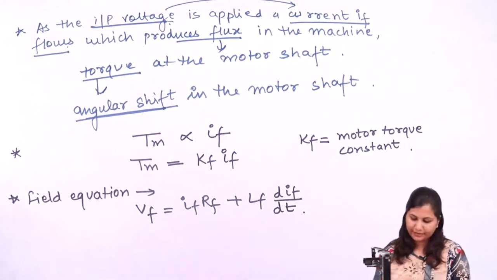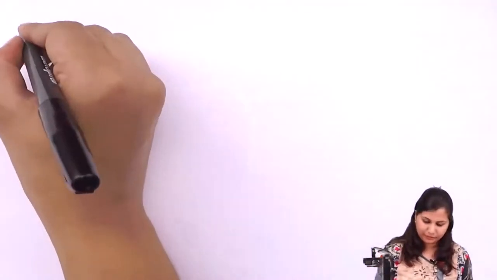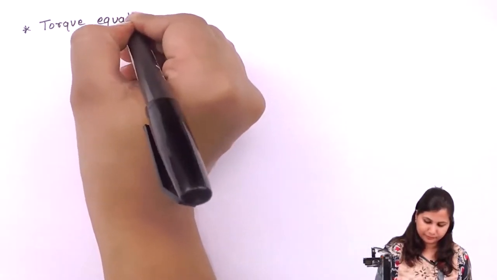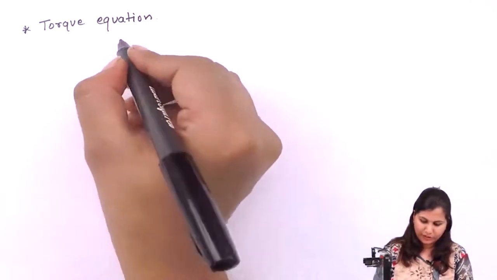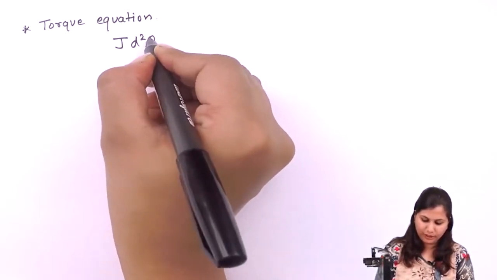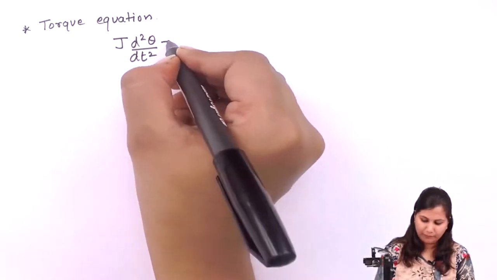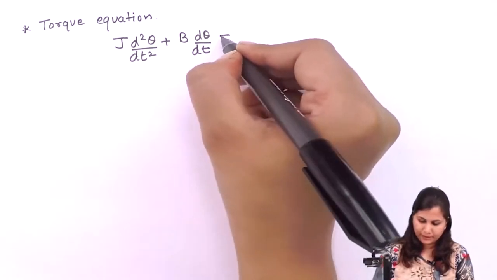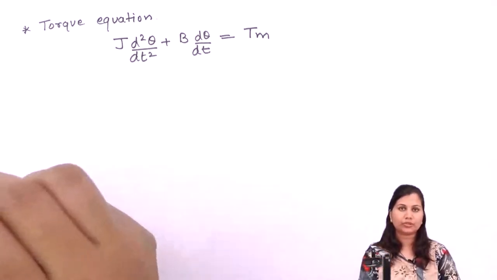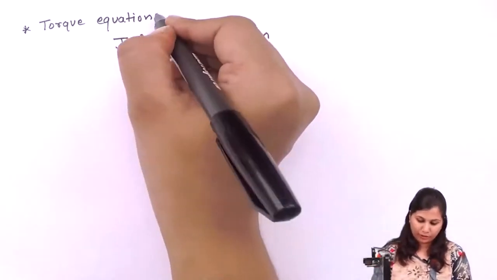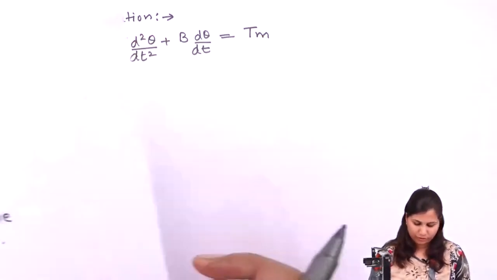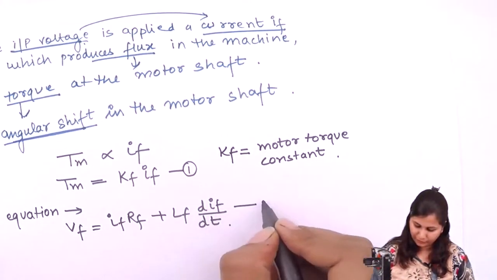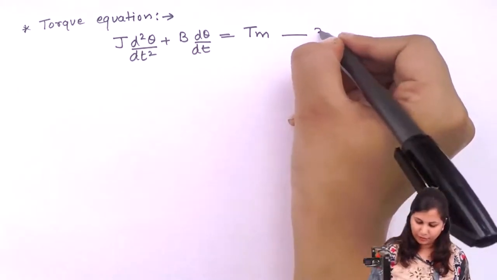Now the torque equation is given by J d2 theta by dt squared plus B d theta by dt, and it is equal to the torque which is induced in the machine. So this is the torque equation. So we have three equations: Tm equals Kf If, the field equation, and this torque equation.